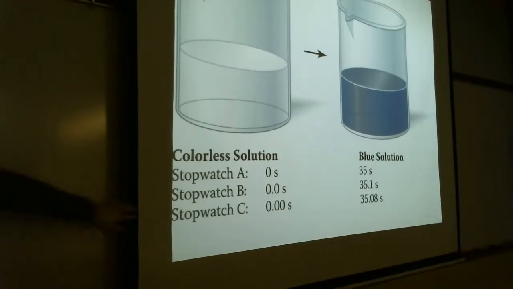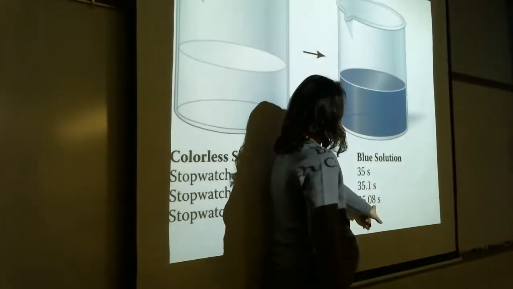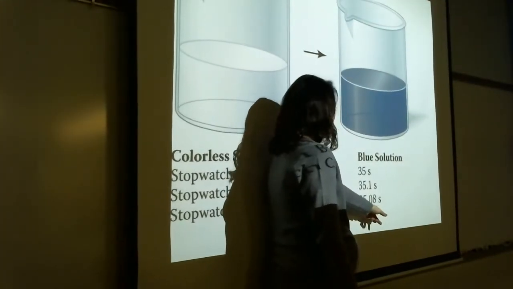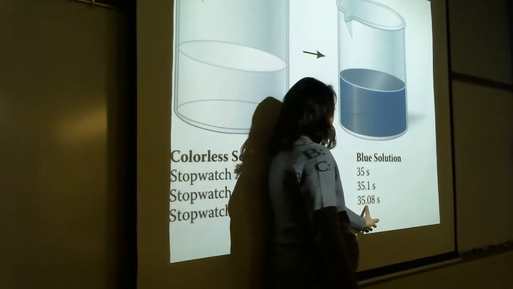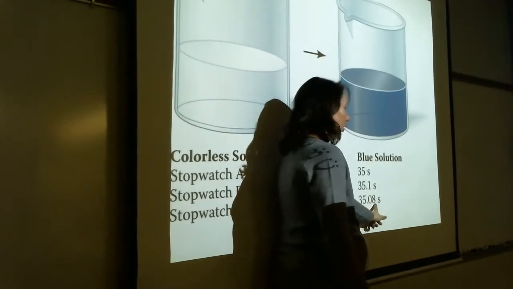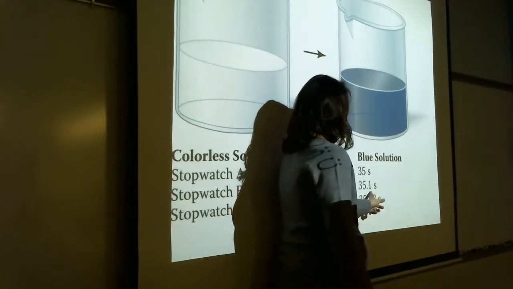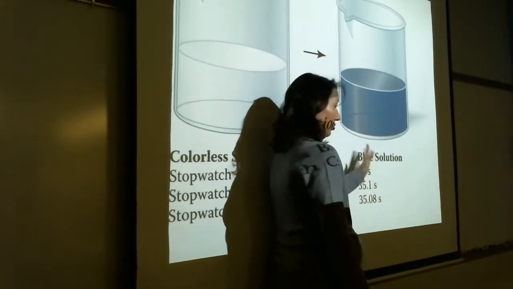C, right? C. Because why? It's got the least amount of approximation, right? We know that it was 35 seconds. We actually know that it was 35, not 35.0, 35.08, so 35 and 8 hundredths, right? Whereas stopwatch A, we rounded it to tenths, and then 35, there's no decimal place there.